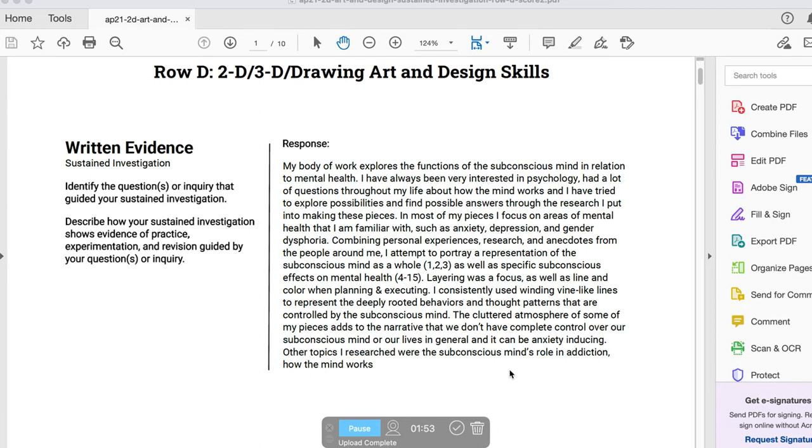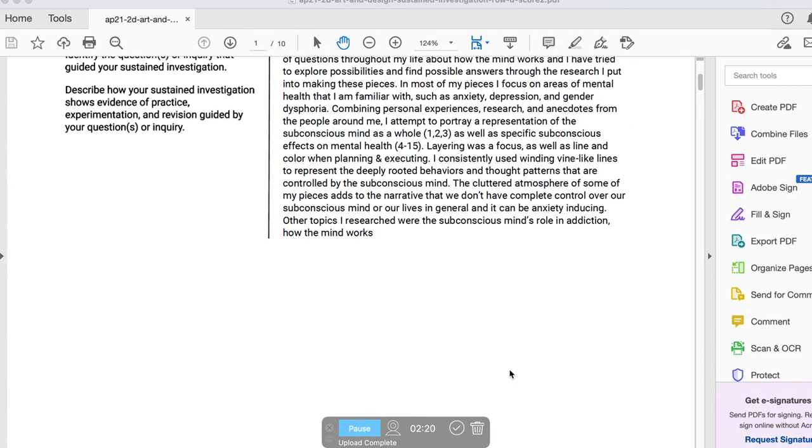I consistently used winding vine-like lines to represent the deeply rooted behaviors and thought patterns that are controlled by the subconscious mind. The cluttered atmosphere of some of my pieces adds to the narrative that we don't have complete control over our subconscious mind or our lives in general, and it can be anxiety-inducing. Other topics I researched were the subconscious mind's role in addiction, and how the mind works.